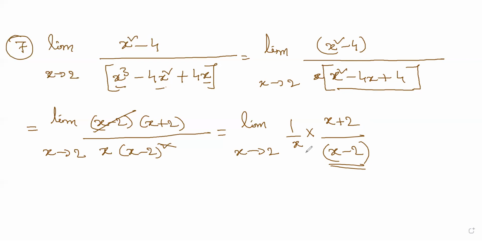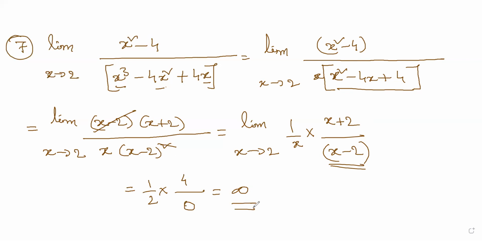The answer will be, you see, 1 by 2 into 4 on top, you get 0 in the denominator. No other go, because x minus 2 you cannot cancel. There is no term to take the x minus 2. So the limit goes to infinity. No other go.